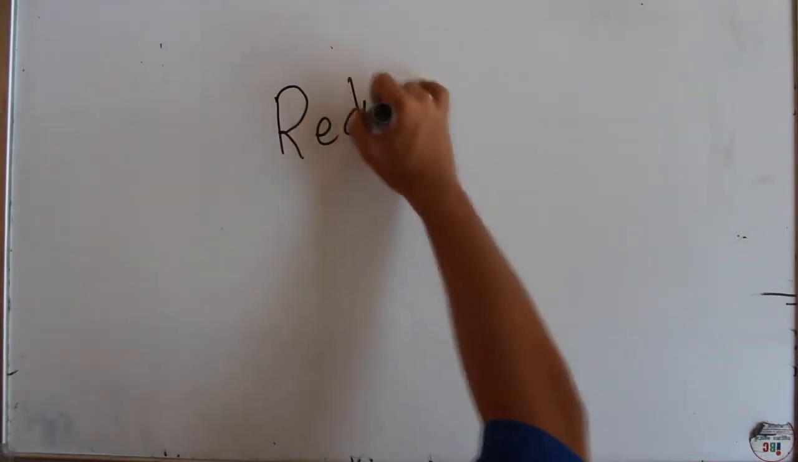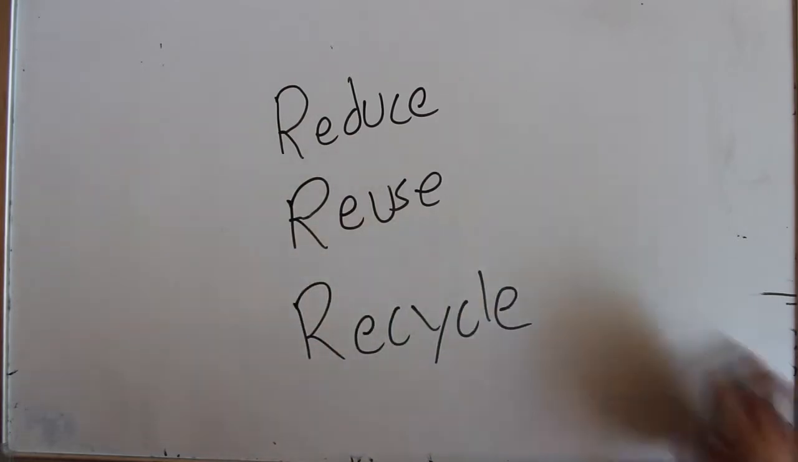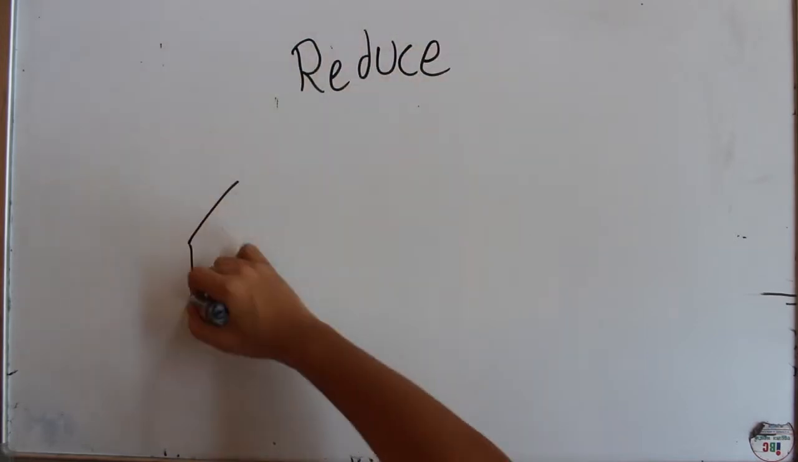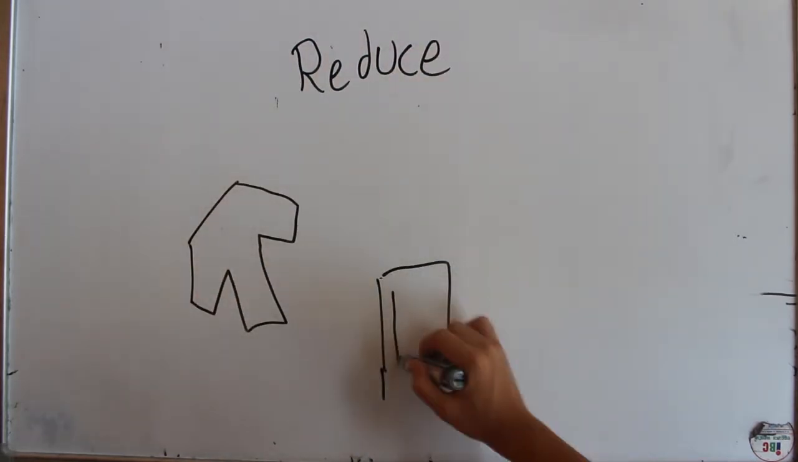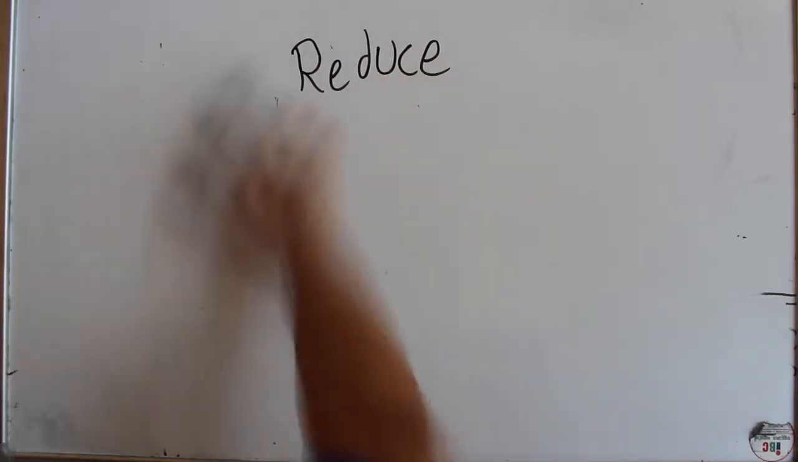Reduce, reuse, and recycle. This way we are not producing too much trash and companies will not have to produce so many products. We can reduce by buying less clothing, less electronics, less items like water bottles, and also by eating less meat.